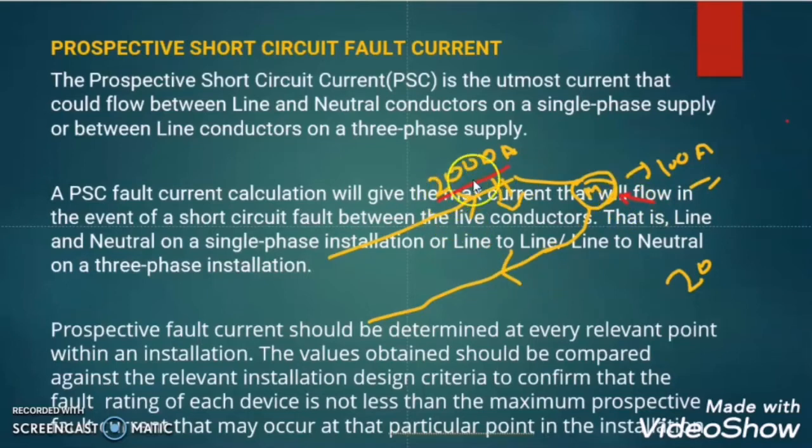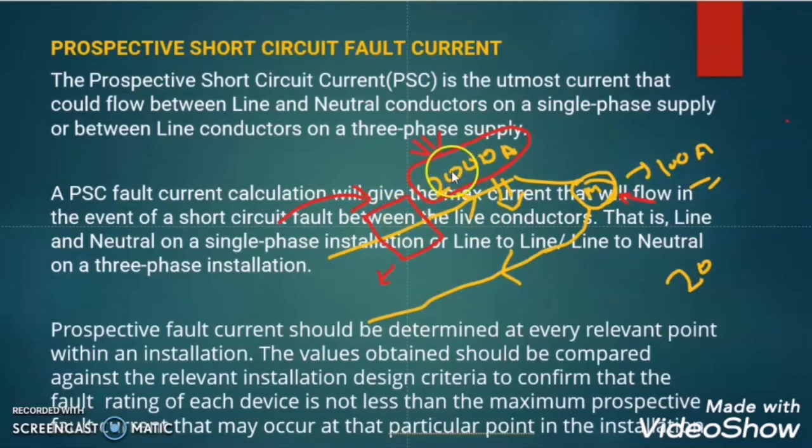In order to break this short circuit current, we have to provide one circuit breaker which should protect the motor not only from the overload condition but also from the short circuit condition. Until and unless we have an idea of the prospective fault current for this motor, we cannot design a circuit breaker in order to break that prospective short circuit fault current. So hope you got the idea what prospective fault current is and why it is important to calculate it.